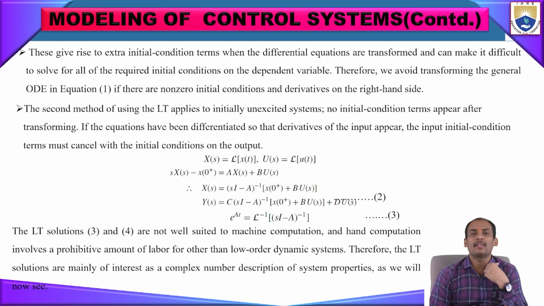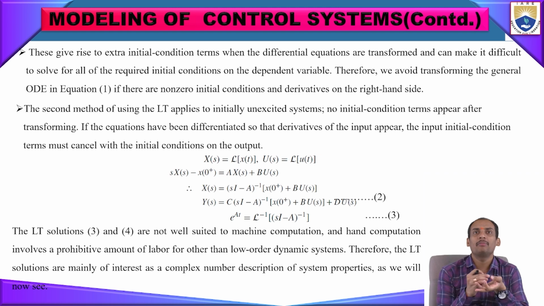Therefore, to avoid transforming the general ODE equation, that equation one that has been given, it will have a non-zero initial condition and derivatives on the right hand side. The derivatives on the right hand side will be converted like that. If you give that differential function into that normal function, that will be one method.